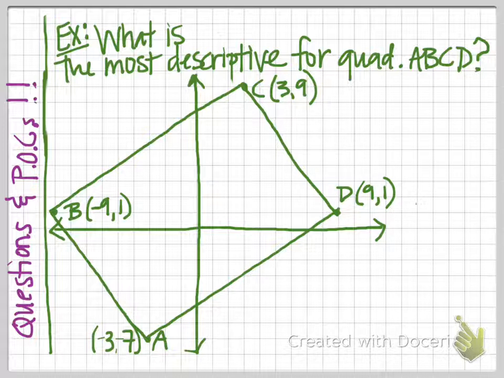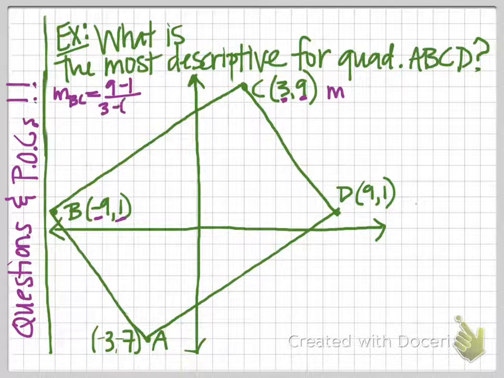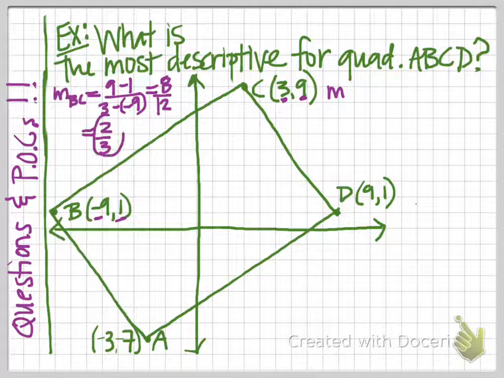Let's see where I should do this. Okay. So here, let me do it over here by BC. So the slope of BC, I'm going to subtract my two y's. So 9 minus 1. And then I'm going to subtract my two x's. So 3 minus negative 9. That reduces to 8 over 12, which then reduces to 2/3. So the slope of that segment is 2/3.